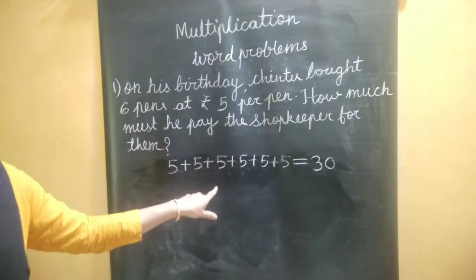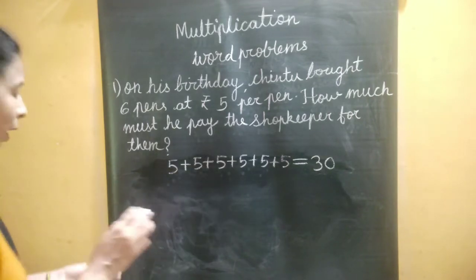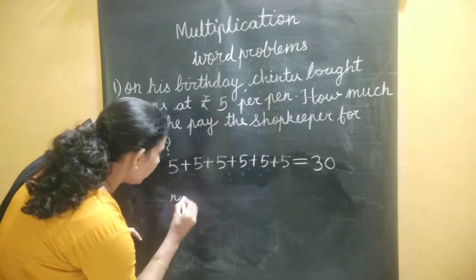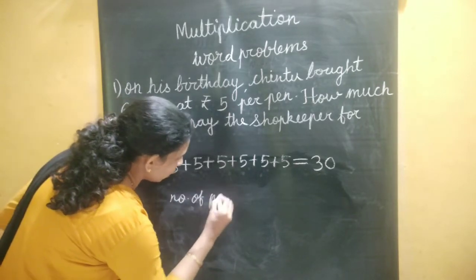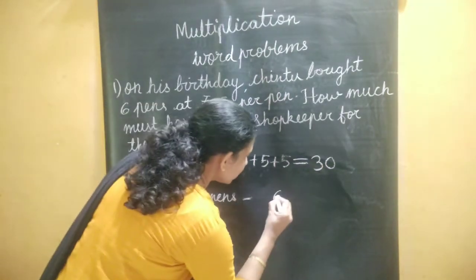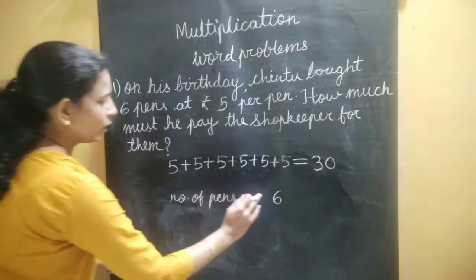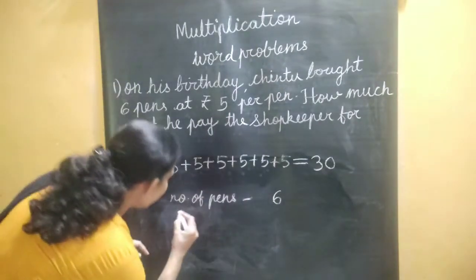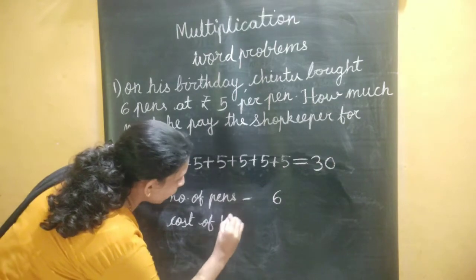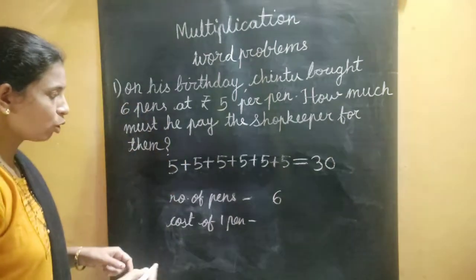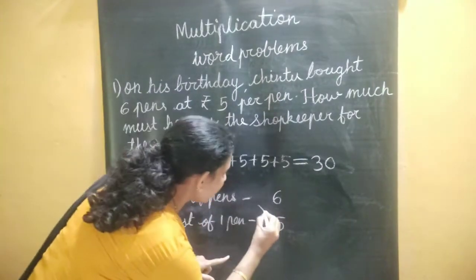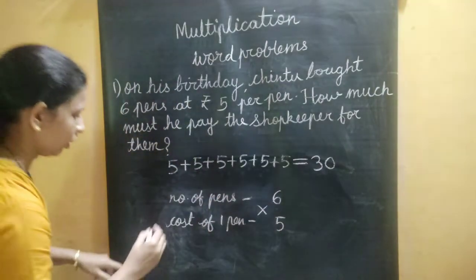But student, it takes time. Correct? But the easy way is, just see how to write the number of pens. Student, tell me how many pens he bought. He bought 6 pens. So number of pens is equal to 6. Next one is the cost of one pen. What is the cost of one pen? Rupees 5. So here you have to do multiplication.